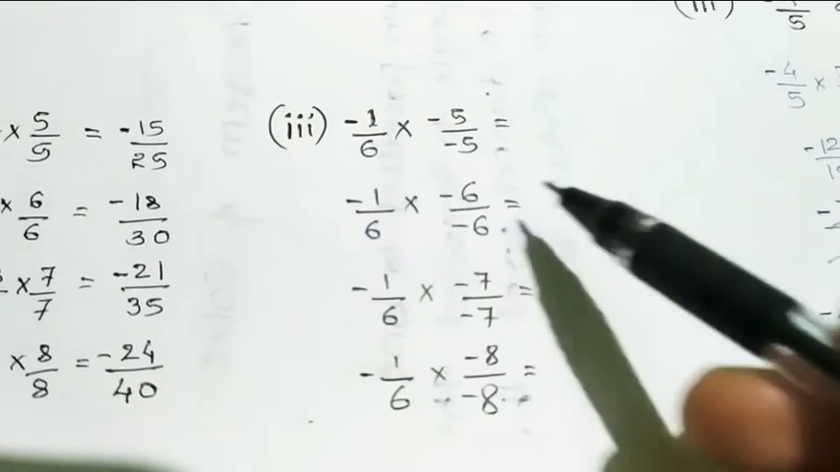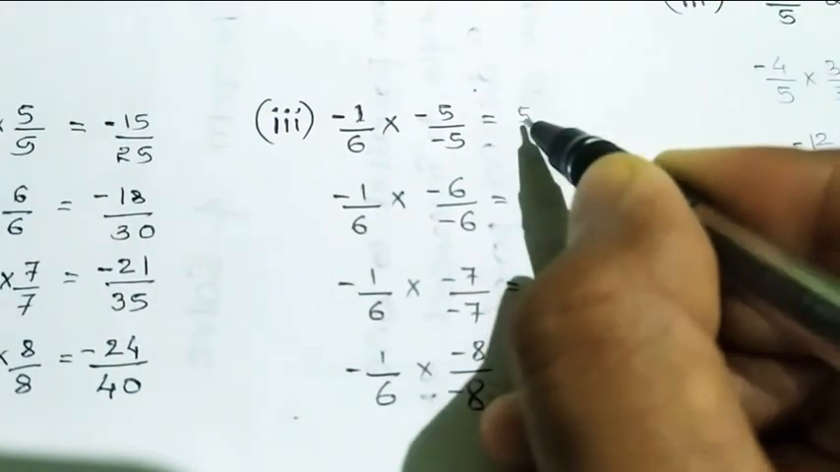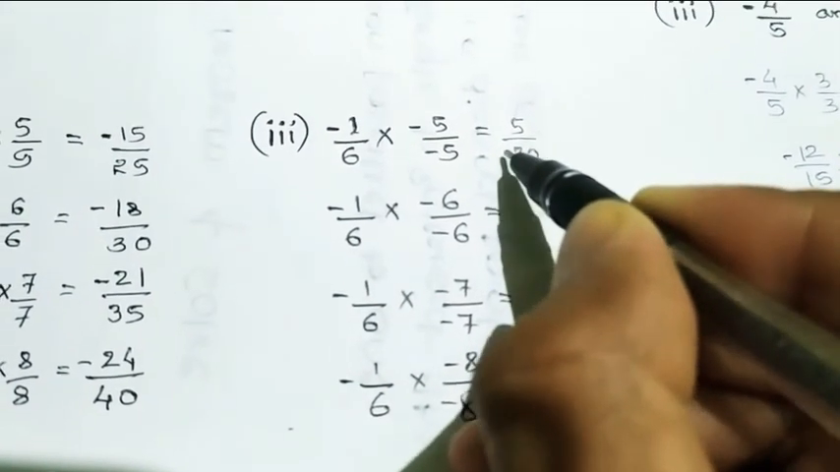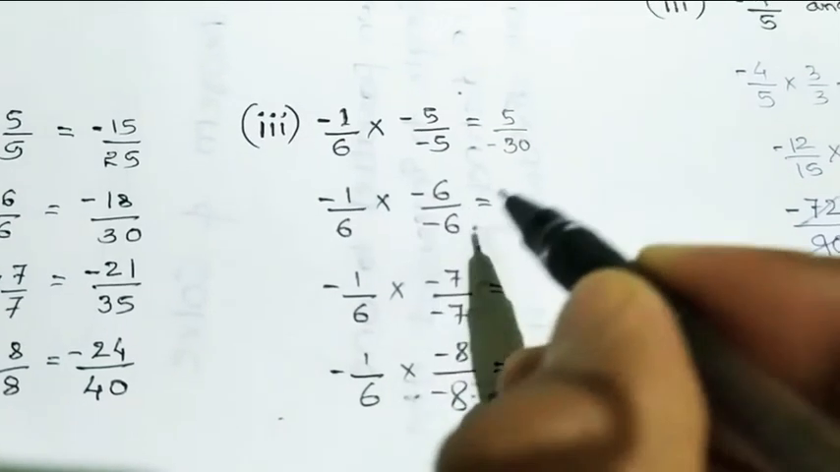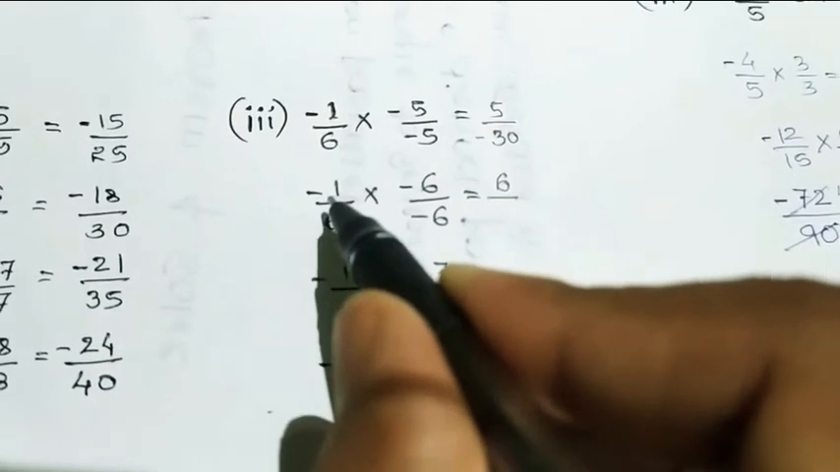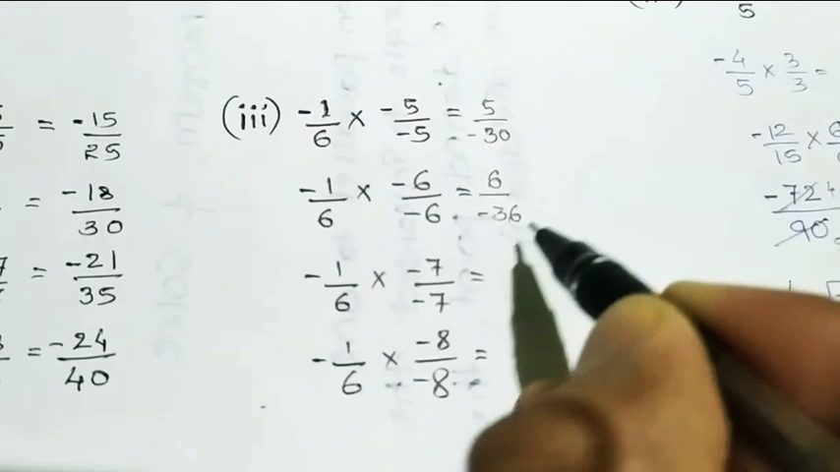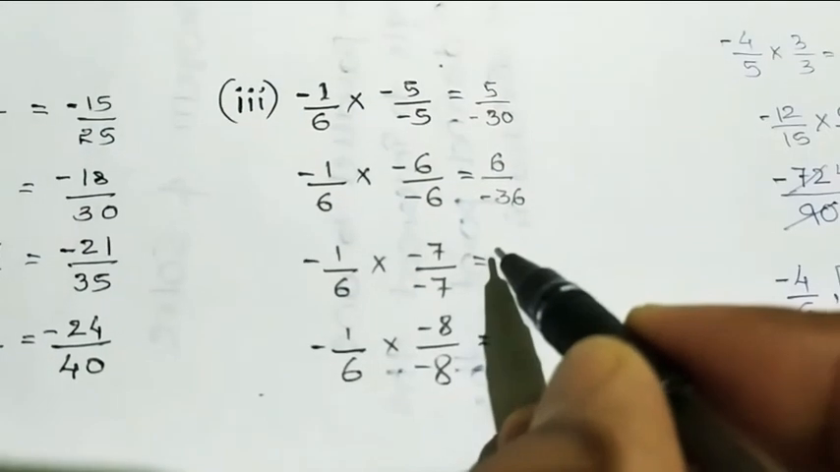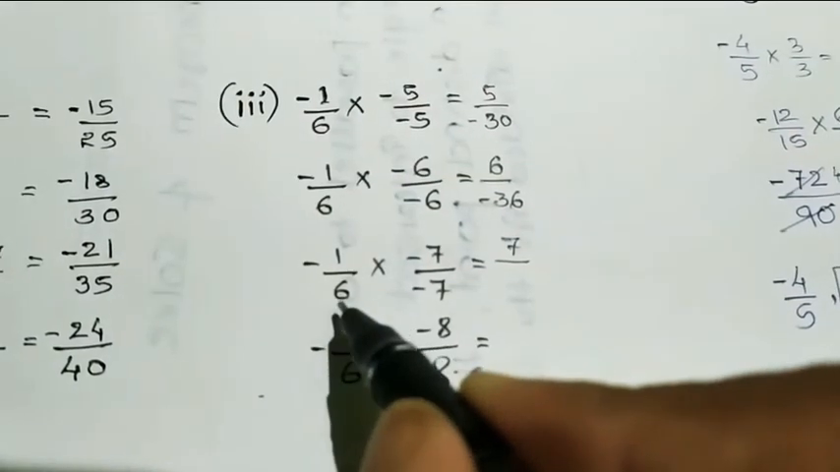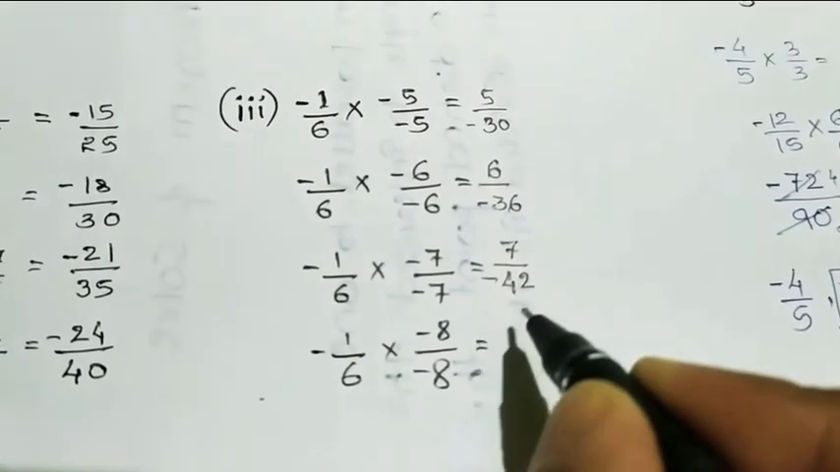So minus 1 into minus 5 we will get here minus into minus plus. So 1 5 is 5 by 6 into 5 it will be 30. Which 30? Minus 30, because here minus 5 is there. Next 6 1s are 6, so it will be plus, minus into minus plus, and 6 6s are 36. Here minus is there, so it will be minus 36. Next minus into minus 1 into minus 7, it will be 7, and divided by 6 7s are 42. So here minus is there, keep minus only.